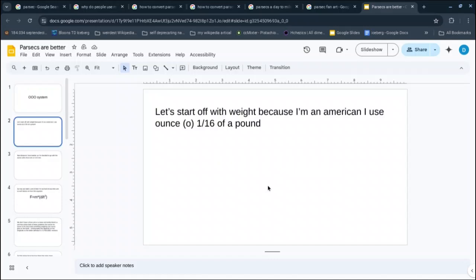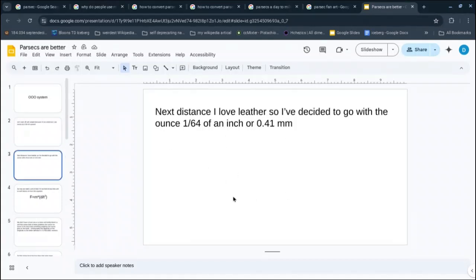First, I'm an American, so I'll start off with weight. We always use that in America, and I'll use the ounce, which is 1/16th of a pound. So next is distance. I love leather, so I've decided to go with the ounce, which is 1/64th of an inch, or 0.41 millimeters.